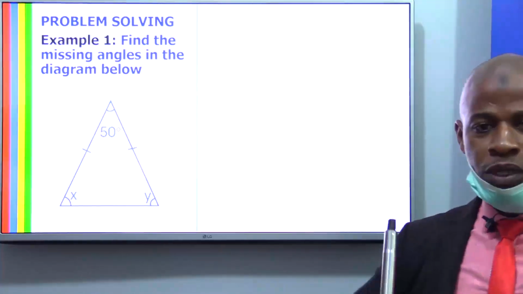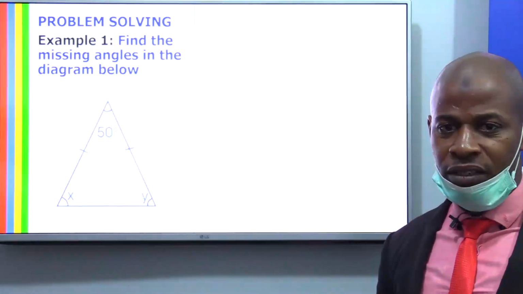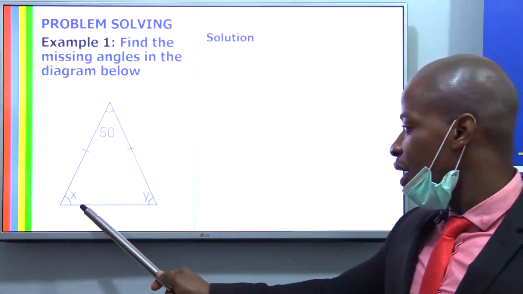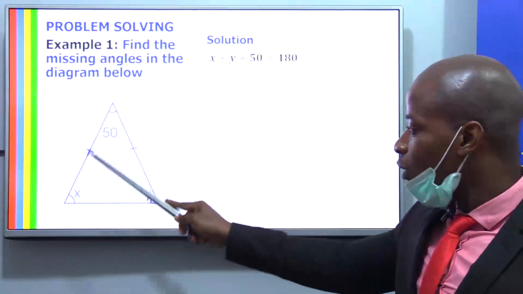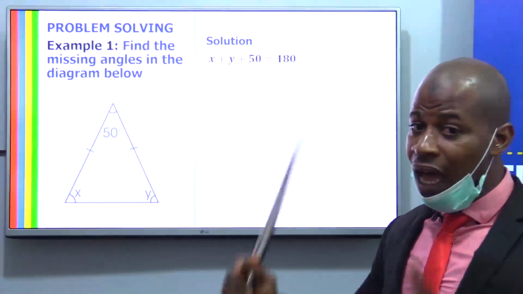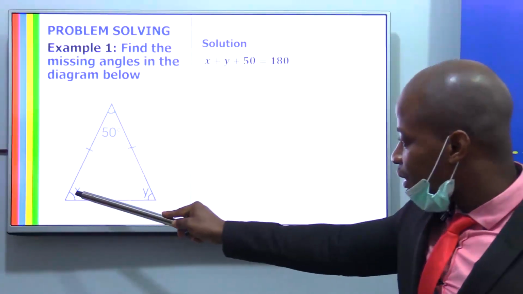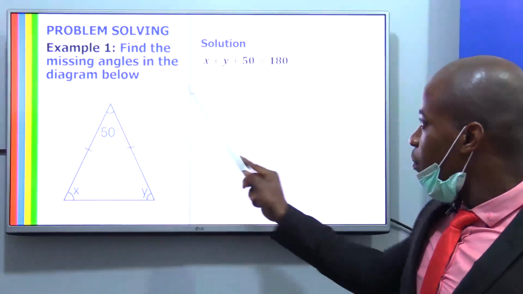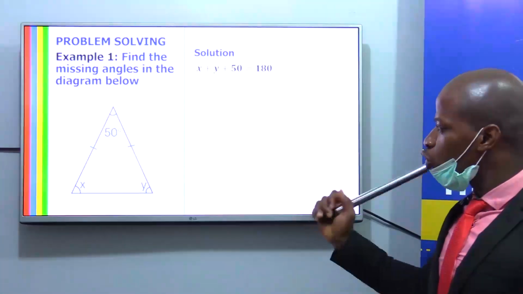The first thing I need to do is work out a plan. Like I said, what do I want to find? What I want to find is X and Y. But what do I know? I know that if I add all the three angles in a triangle, I will get 180 degrees. That means X plus Y plus 50 must give me 180 degrees. I know that one.